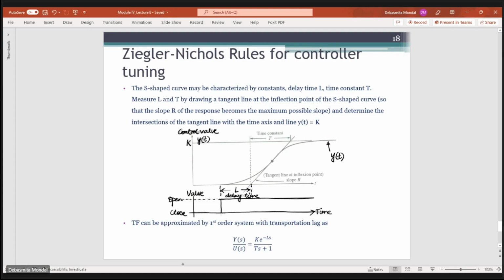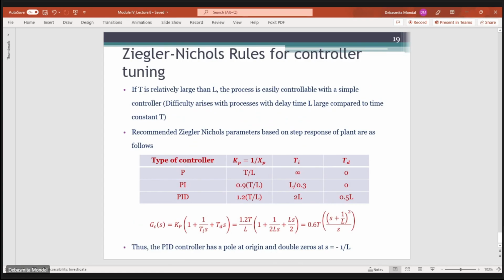Once you find the values of T and L, you can approximate the plant as a first order system with transportation lag. The transfer function of the given plant will look like K e to the power minus Ls divided by Ts plus 1. Its unit step response is an S-shaped curve, from which you find L and T. Then you can use the recommended settings provided by the Ziegler-Nichols rules to tune the controller of your system.